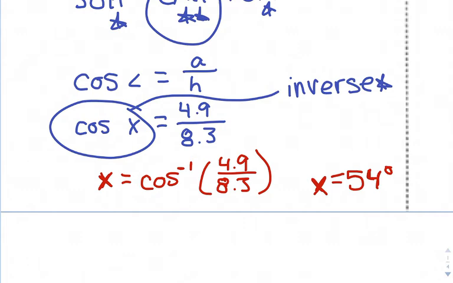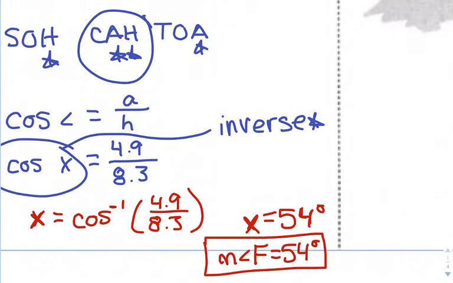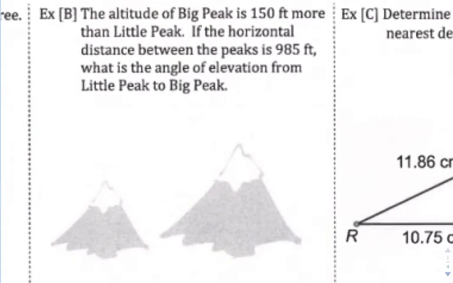Remember, x was just the measure of angle F. So make sure you write the measure of angle F. And that's my answer. So a little bit different than solving for missing sides. The only thing really different is that you're hitting second before you hit your trig function. So same thing, we still do SOHCAHTOA, it's just that now we're hitting second before we plug it into our calculator. So let's try another example.